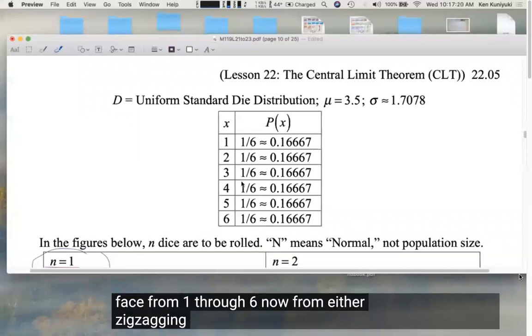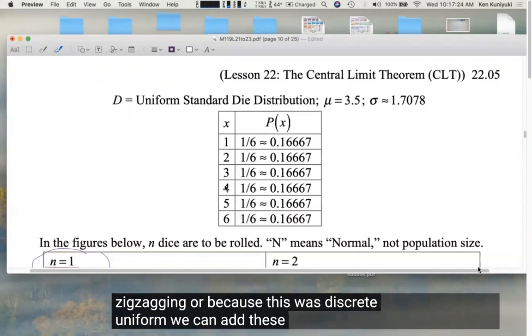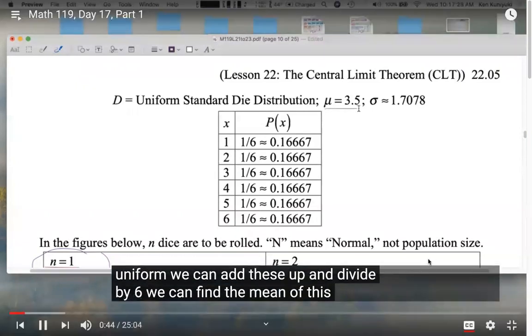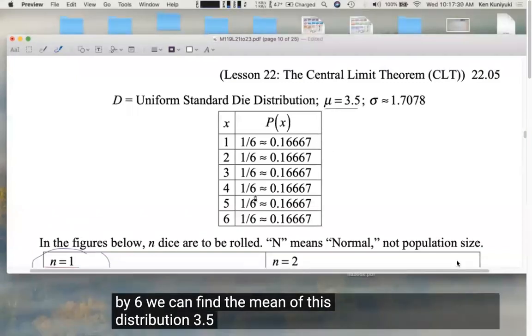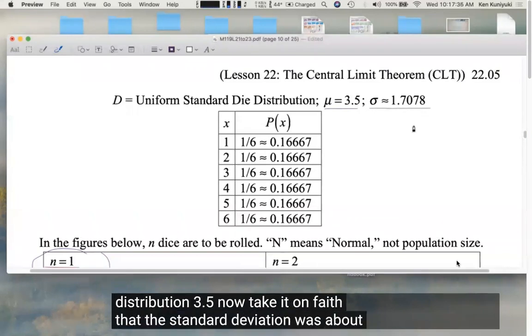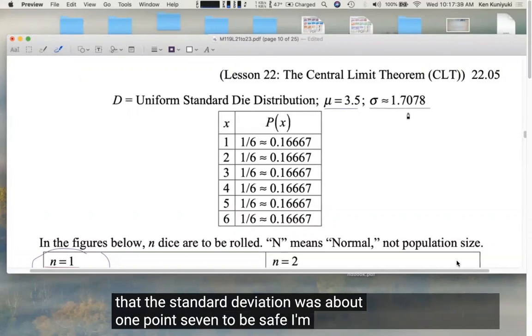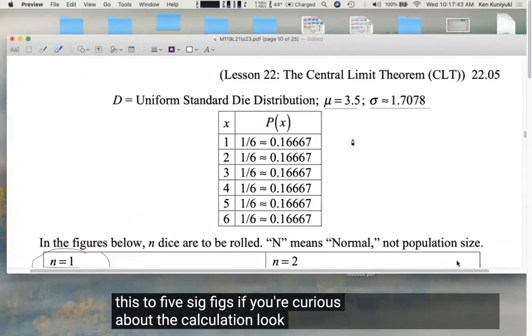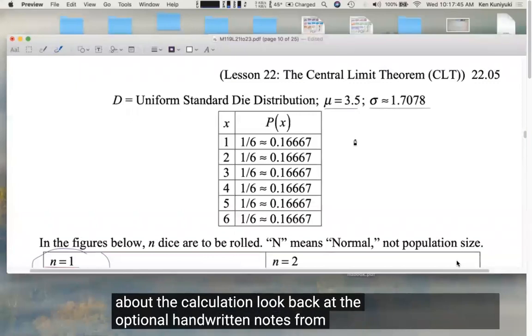Now, from either zigzagging or because this was discrete uniform, we can add these up and divide by 6. We can find the mean of this distribution, 3.5. Now, take on faith that the standard deviation was about 1.7. To be safe, I'm writing this to 5 sig figs. If you're curious about the calculation, look back at the optional handwritten notes from lesson 16.